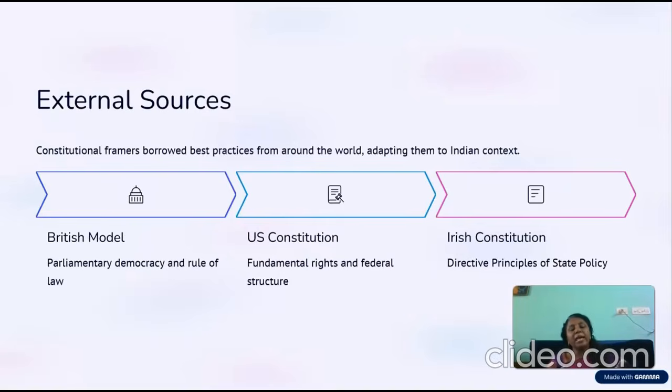Now we will go to the external sources. The framers of our constitution borrowed the best practices from countries all around the world and adapted them to the Indian context. That's why our constitution is called the bag of borrowings. From the British model, they took parliamentary democracy and the rule of law. From the US constitution, the fundamental rights and federal structure were taken. From the Irish constitution, the directive principles of state policy were taken.